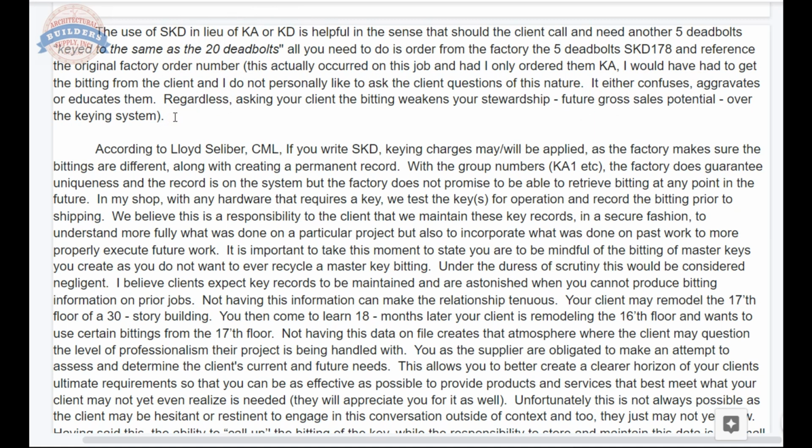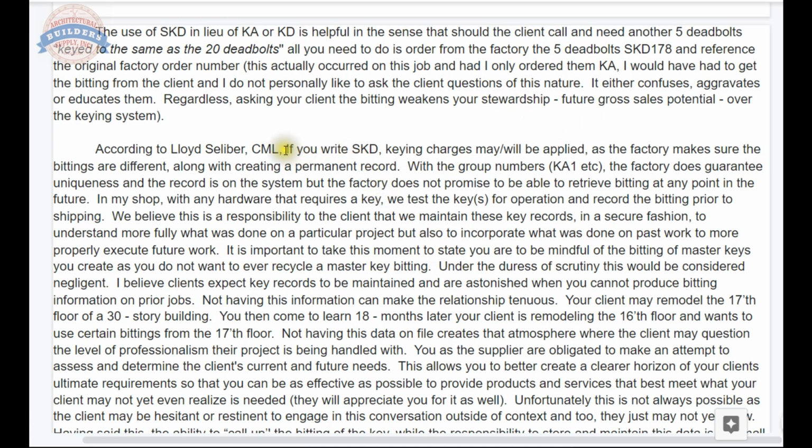When you get a key back from a client, they've realized that they can go to anyone to get help with that. And there's a reason that we use SKD rather than KA or KD, and here's why. I put this question to Lloyd Celeber, CML, when I was beginning to write this chapter, and Lloyd was extremely enlightening.